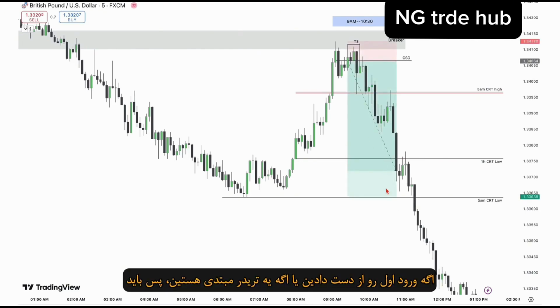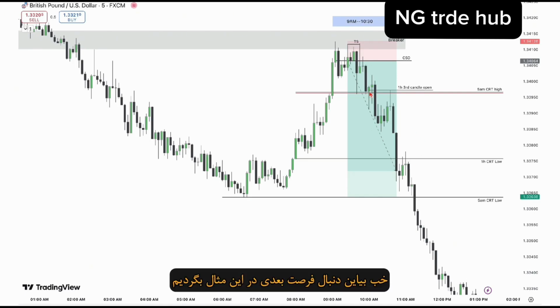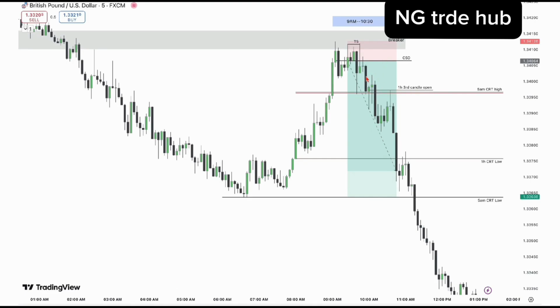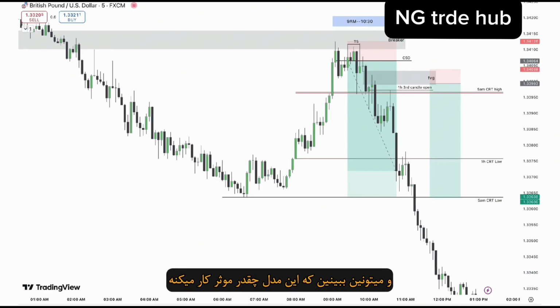If you miss the first entry, or if you're a beginner trader, then you have to enter after the second candle of the lower time frame CRT closes, and enter above or below the opening of the third candle of lower time frame CRT. So let's look for the next opportunity in this example. We marked out the third candle of 1 hour opening, and we will be sellers above its opening. Above the third candle opening, we have a fair value gap. So we enter in the FVG and target the CRT low, and you can see how this model works effectively.